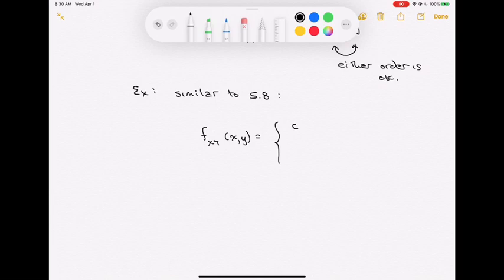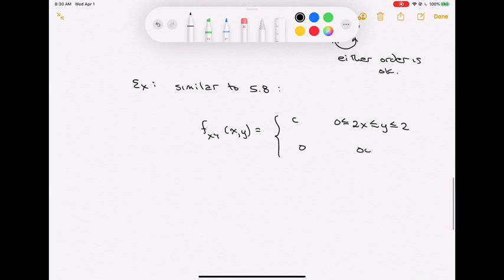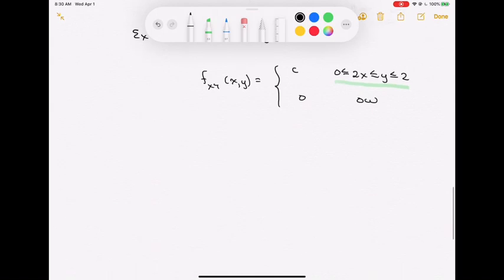It's going to be uniform over, let's let it be, 0 less than or equal to 2x, less than or equal to y, less than or equal to 2, and 0 otherwise. So it's uniform, but it's uniform over a little bit of a strange description there. These joint descriptions can get a little bit complicated. So we've got a basic description there.